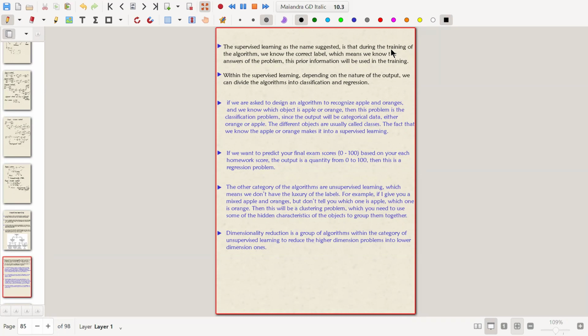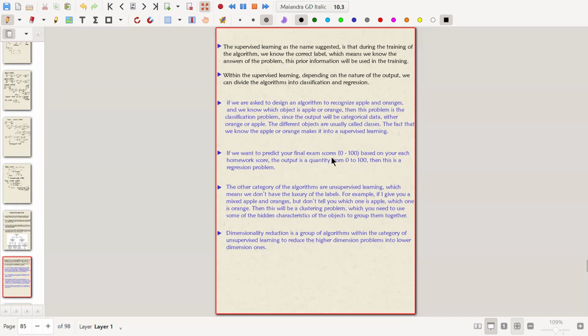Again, we know in supervised learning, depending on the nature of output, if it is categorical, we will need classification, and if it is quantitative, we will need regression. It's the same example I told you, apples and oranges. How do we know which object is an apple and which is an orange? This is a classification problem, since the output is categorical data, either orange or apple. These are known as classes. So this is a supervised learning problem.